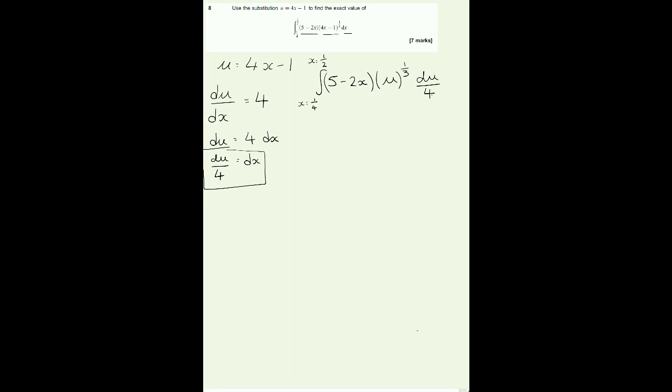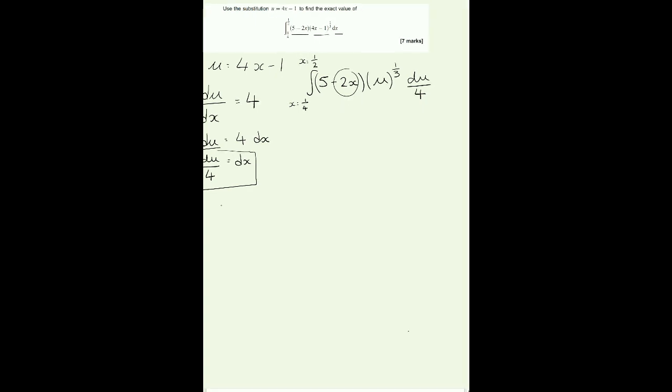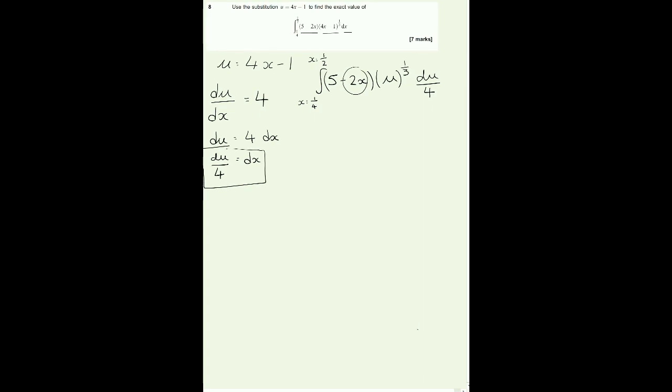Now, at the moment, I haven't yet got everything in terms of u before I do my integration. So I'm going to substitute in this term by rearranging u. If we take u, we want to find out what x is equal to. So u equals 4x minus 1. So u plus 1 equals 4x. I've added the 1 over. Now just divide by the 4. So x is equal to u plus 1 all over 4. That's what I'm going to be substituting in here.